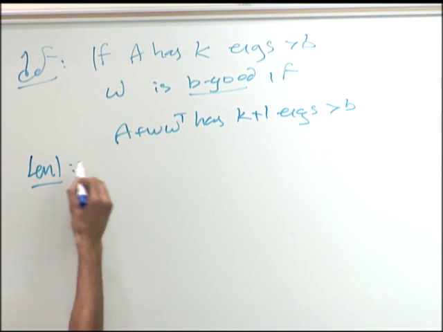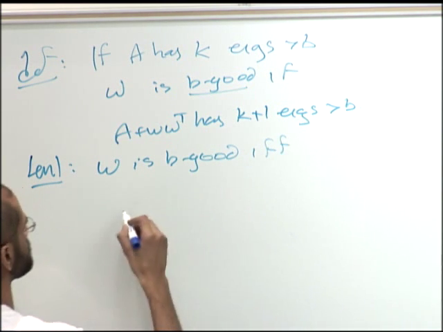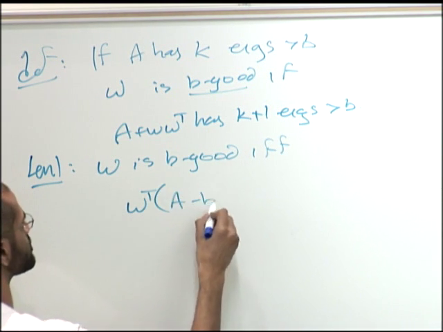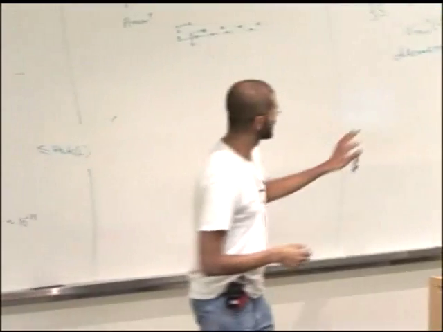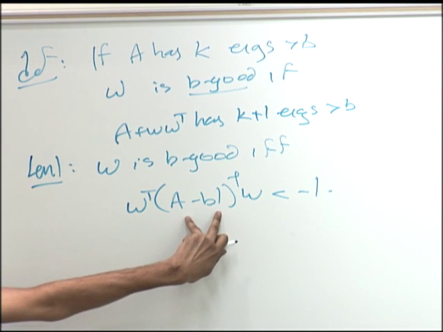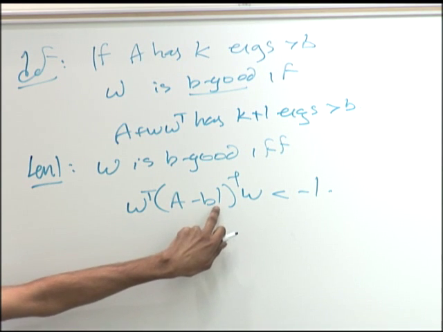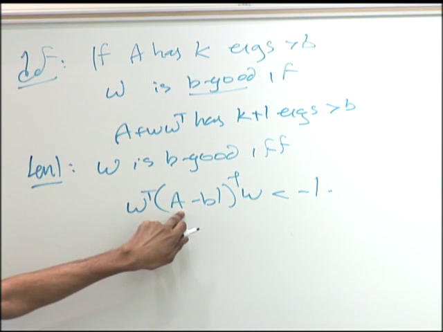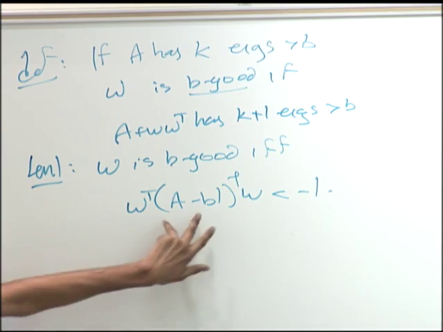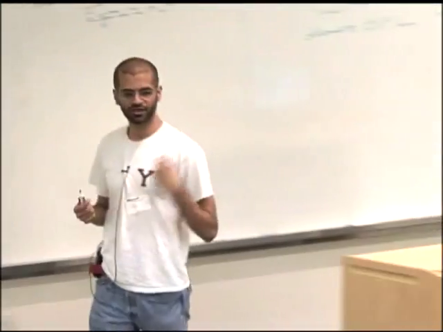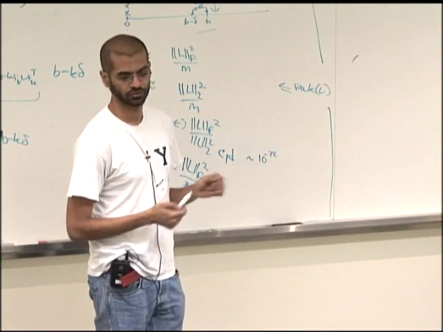There's a very simple answer to this. This is lemma 1, which is that W is B-good if and only if W transpose (A minus BI) inverse W is less than minus 1. So this is a quadratic form in (A minus BI) inverse. All matrices are over the whole n-dimensional space, so I is the identity over all n dimensions, and A is not a full rank matrix. So A minus BI has k positive eigenvalues because A had k eigenvalues bigger than B, and it has n minus k negative eigenvalues.